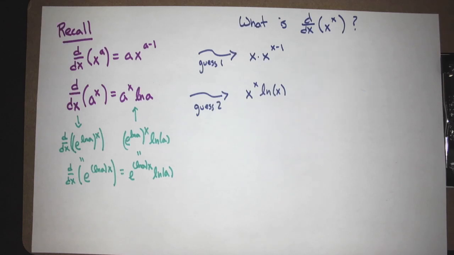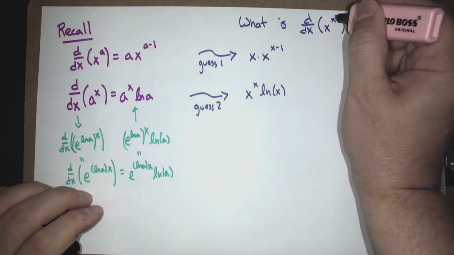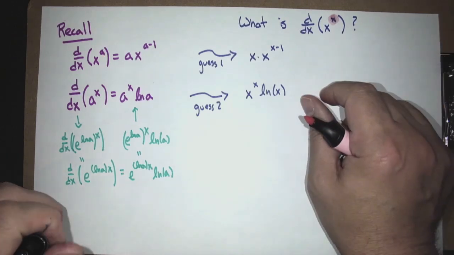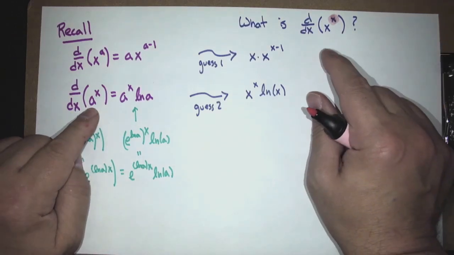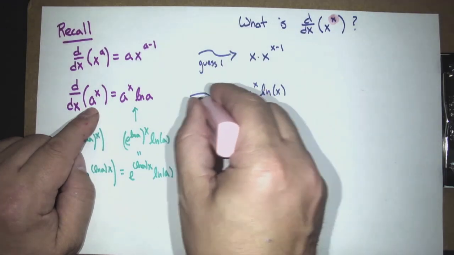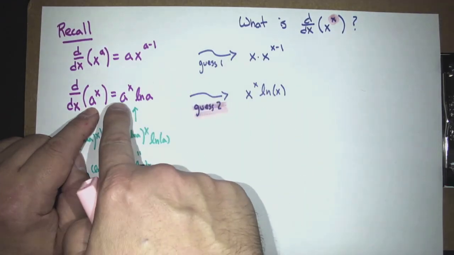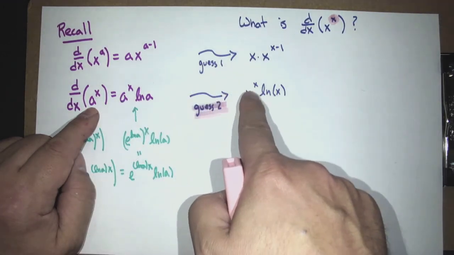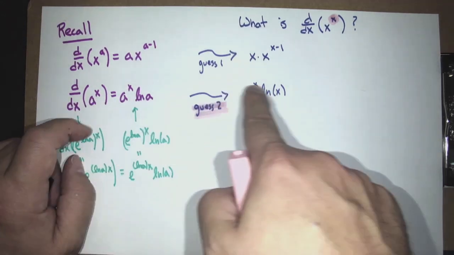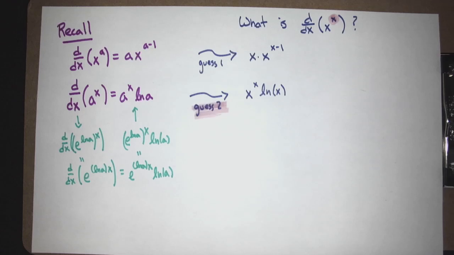Now, you might say, well, how many x's do you have? You have 2, right? If I think of this as my x here, then I have something to the x power. And so I would apply this rule. And I would say, well, it's x to the x times the log of this term, so log of x.